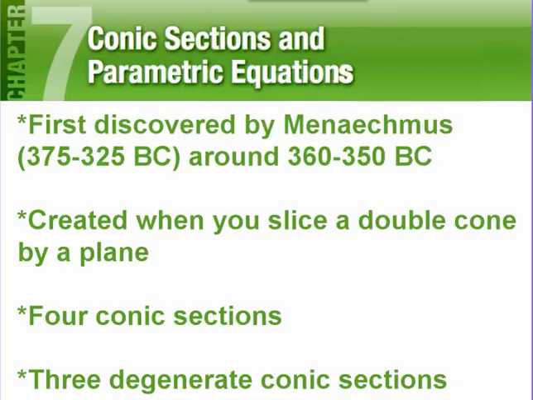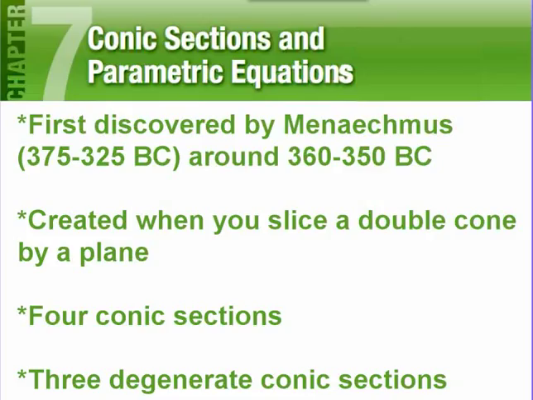Now basically, how a conic section is created is you slice a double cone by a plane. When we think about a double cone, we think about a cone with something inverted on top, and we're actually going to look at an example of this using the netbooks. There are 4 conic sections, and we're going to talk about all 4 of those. And then there are 3 degenerate conic sections. And so that's kind of important.